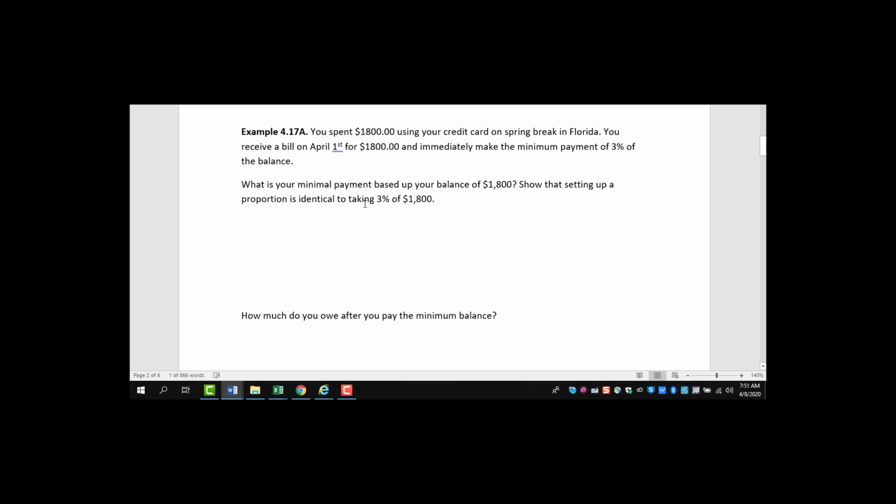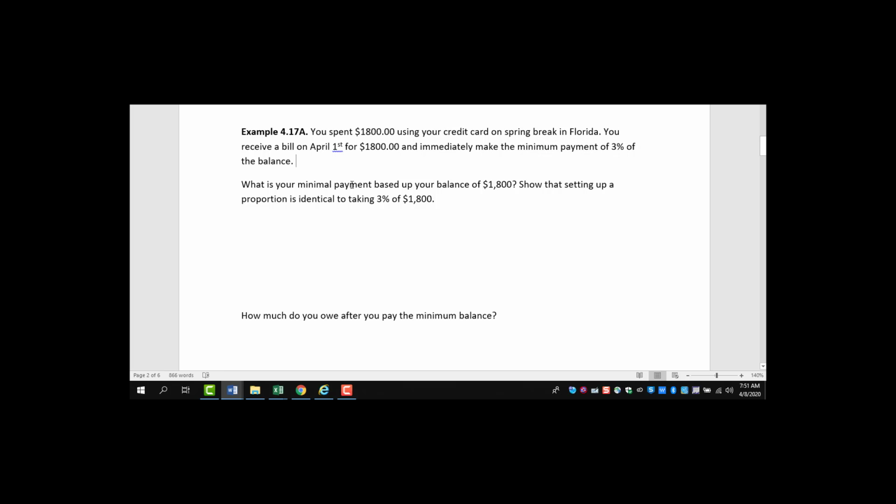So here's one that we'll do, right? You spent $1,800 on a credit card this spring for a spring trip in Florida. You received a bill on April 1st for $1,800 and immediately make the minimum payment of 3% of the balance. So you're going to pay 3% of $1,800. That's the minimum payment.